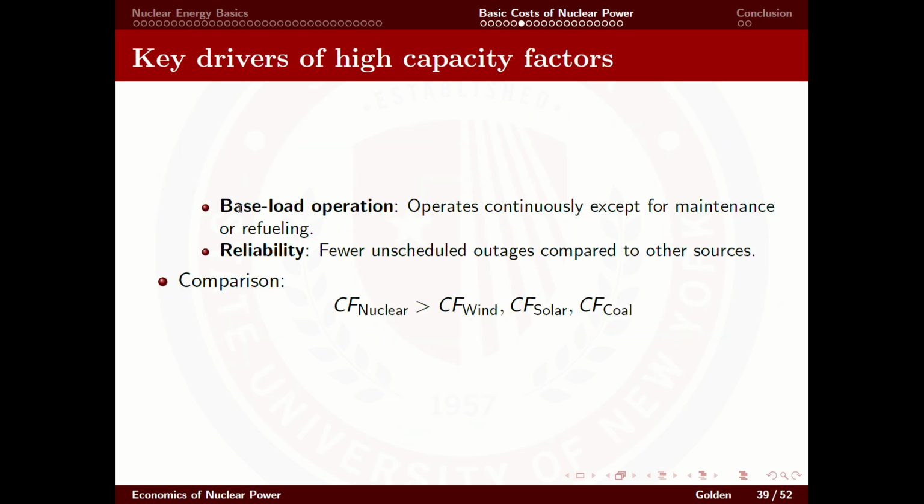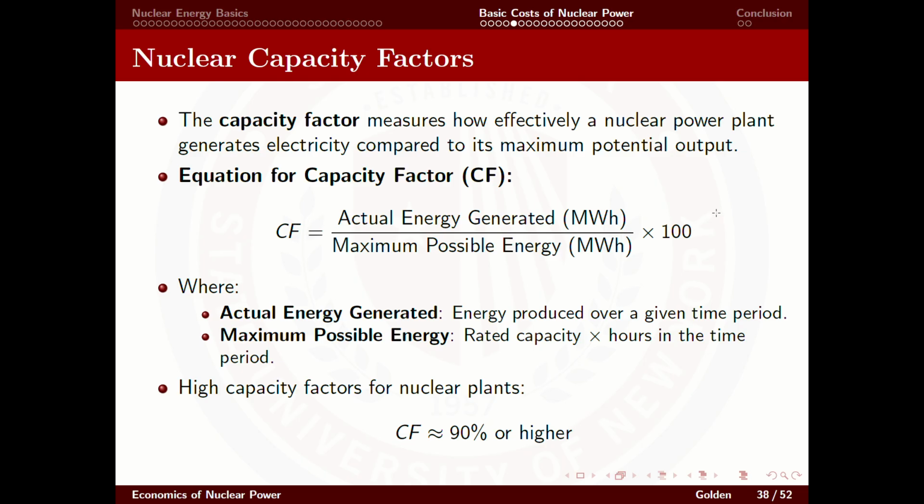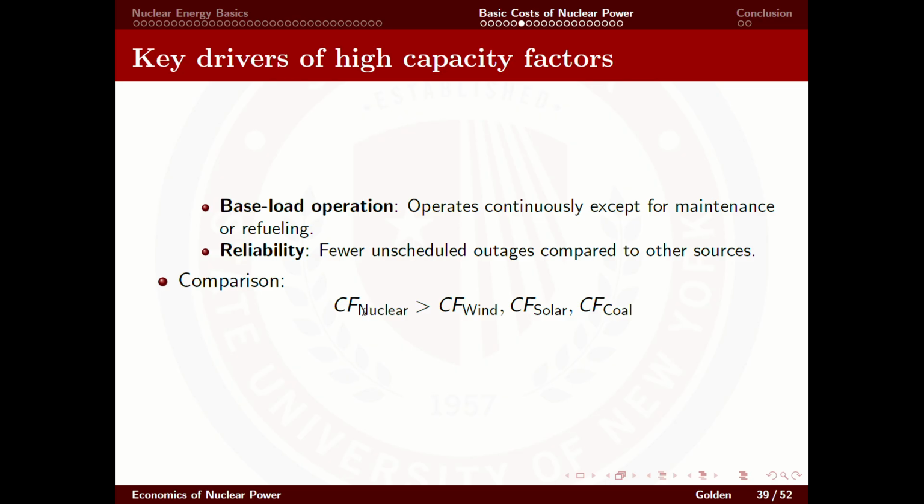Key drivers of high capacity factors: they're used in baseload operation because they have such low variable costs. They can run pretty much continuously because they pretty much always make it into the market. They always bid into the market, and they're almost always below LMP in terms of marginal cost. And reliability: there are fewer unscheduled outages. That 92% makes sense, because a nuclear plant has to be offline for 8% of the year, usually about 2 weeks, just for regular maintenance. So remember, capacity factor of nuclear is higher than capacity factor of wind, higher than solar, and higher than coal.